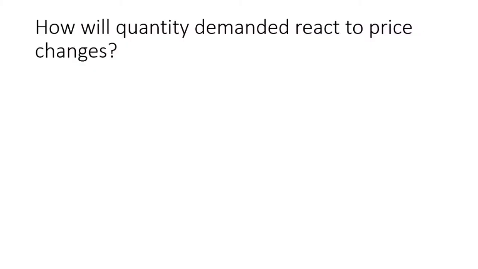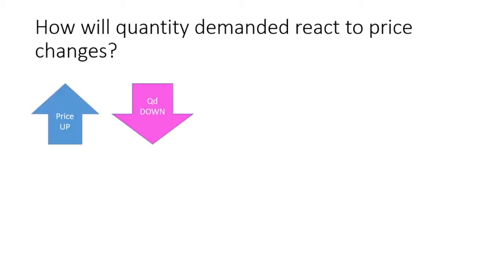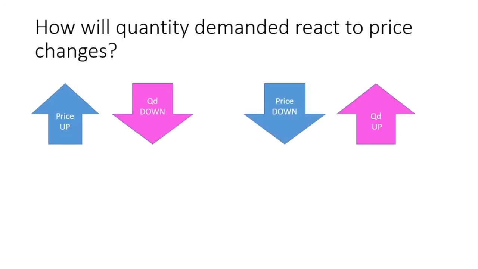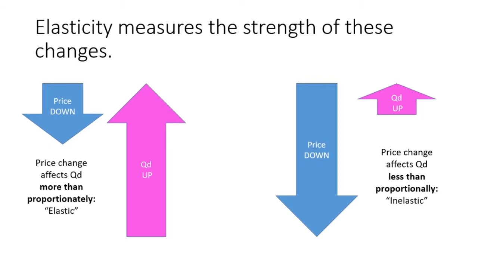How will quantity demanded react to price changes? Now, we've already talked about demand, and we know that the law of demand states that if the price goes up, the quantity demanded will go down. And likewise, if the price goes down, the quantity demanded will go up. That's to do with the income and substitution effects, and also because of diminishing marginal utility. And we know that therefore we can call this a negative relationship. As one goes up, the other one goes down. Elasticity measures the strength of these changes.